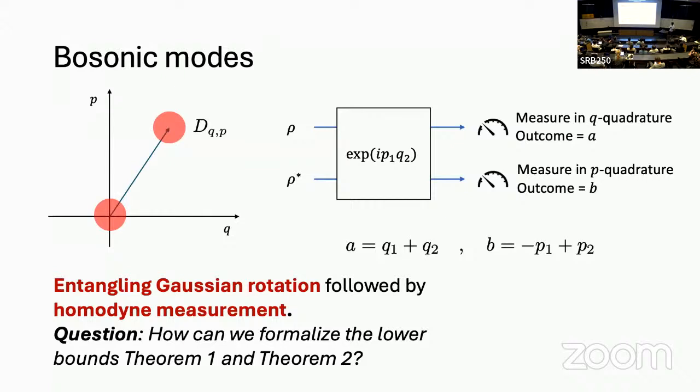And this is interesting because, for example, these displacement operators are important in GKP code states, right? These are the things that stabilize GKP code states. So maybe this could be an interesting way to probe these bosonic states. A question for the audience: how can we formalize these D-dependent sample complexity lower bounds in the case of a continuous bosonic mode? I don't know how to do that.